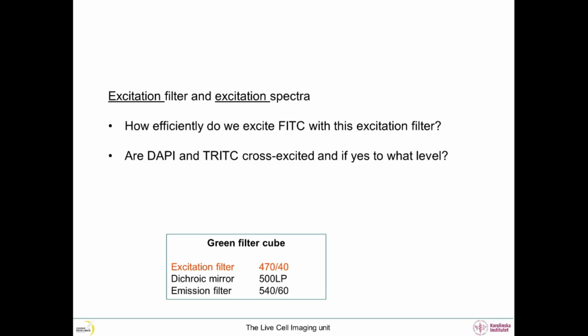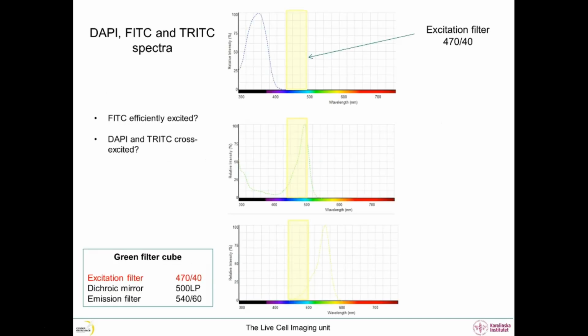Now, looking at the specifications of the excitation filter and the excitation spectra of the 3 fluorophores, we will answer the following questions. How efficiently do we excite FITC with this excitation filter? Are DAPI and TRITC cross-excited, and if yes, to what level? The yellow rectangle represents the filter. We need to look at the part of the excitation spectrum that fits inside the filter.